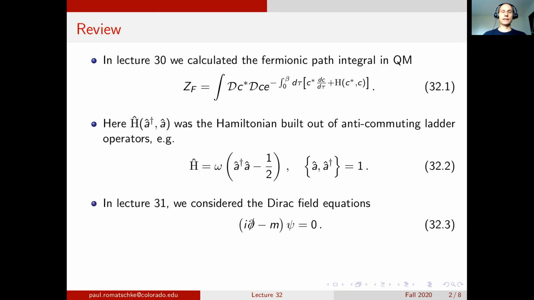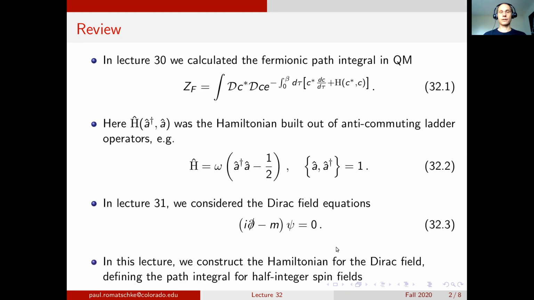Also recall that in the last lecture, we considered the Dirac field equations (i∂̸ - m)ψ = 0. In this lecture, we will combine these two results from these past two lectures and construct a Hamiltonian for the Dirac field that then will give us a path integral definition for these fermions.